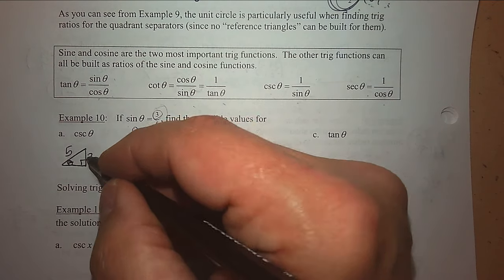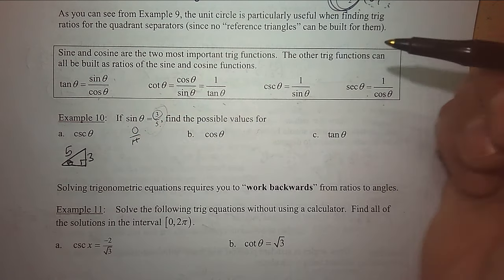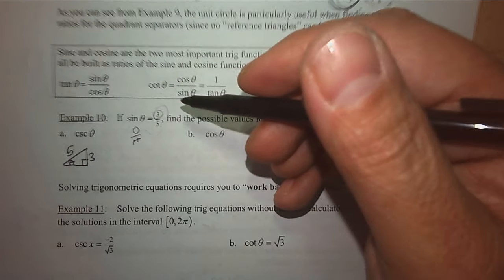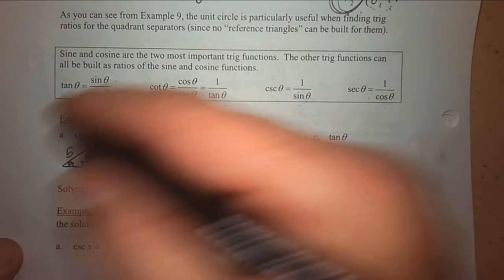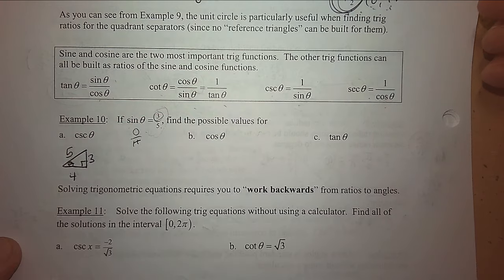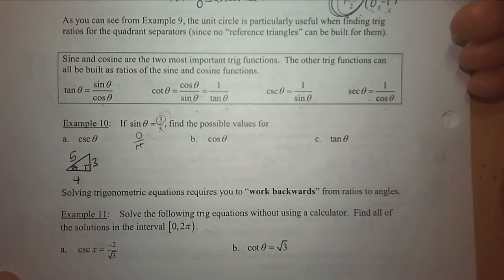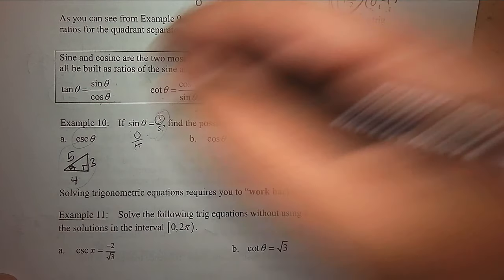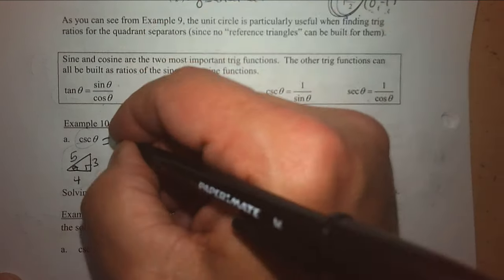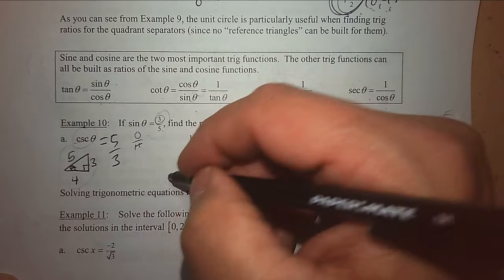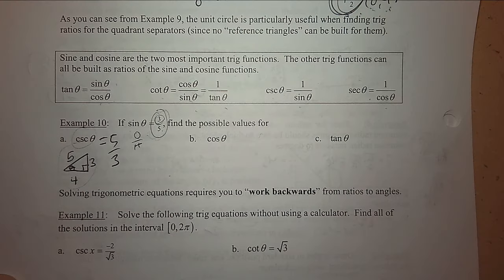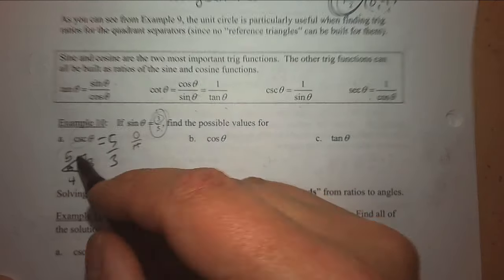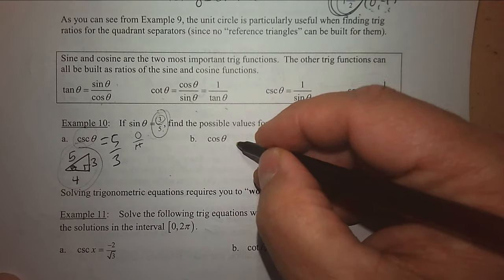Do you recognize this as a triplet, a Pythagorean triplet? Or do you have to go a squared plus b squared equals c squared and solve it? What's the missing side? It's a triplet. What's cosecant using this triangle? Did I need the triangle or could I have just done the reciprocal? But now that I have the triangle, what's B?